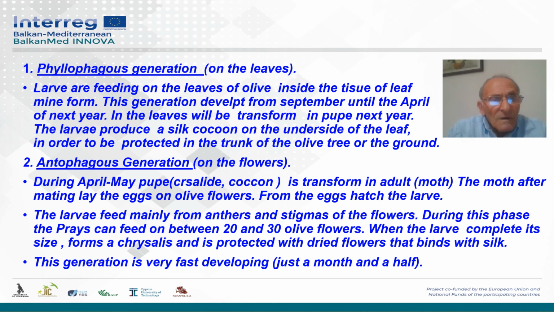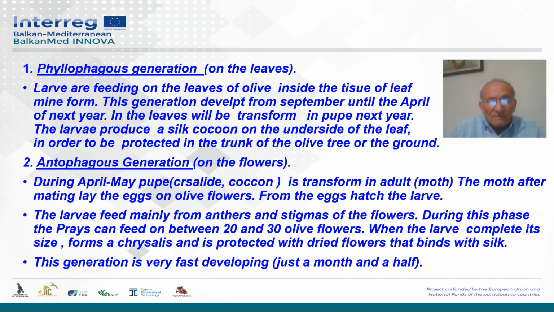Now something more about each generation. Phyllophagous generation on the leaves. Larvae are feeding on the leaves of the olive inside the tissue of the leaves in mine form. This generation develops from September until April of the next year. In the leaves it will be transformed into a pupa next year. The larvae produce a silk, a cocoon, on the underside of the leaves in order to be protected, in the trunk of the olive trees or on the ground.